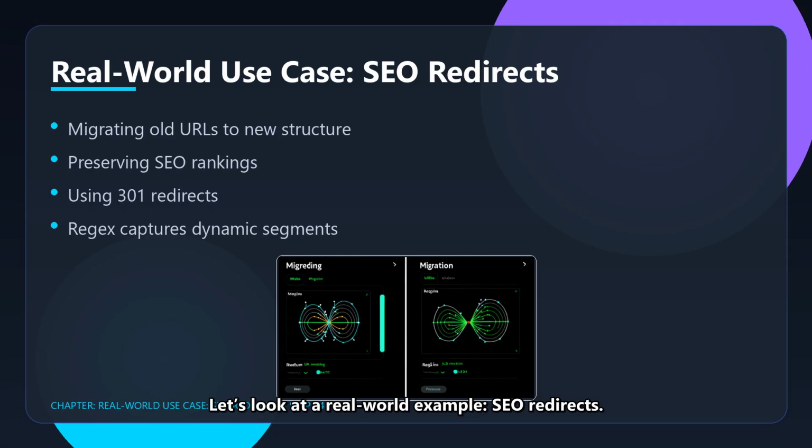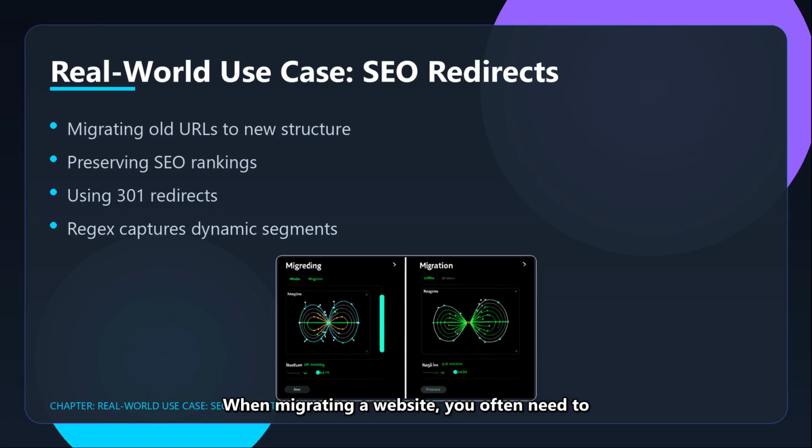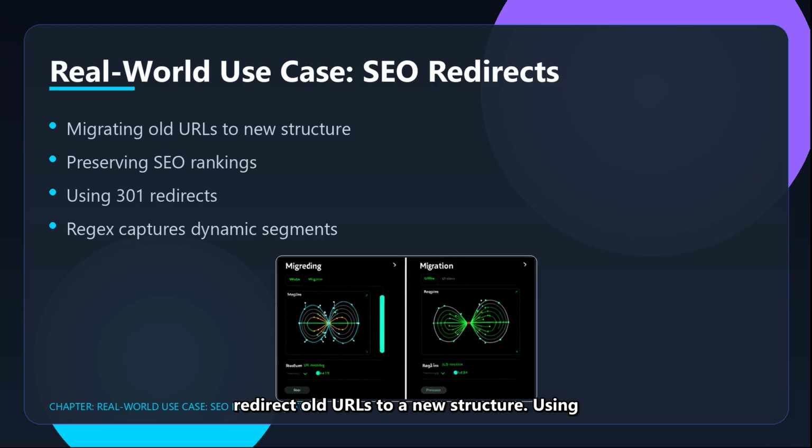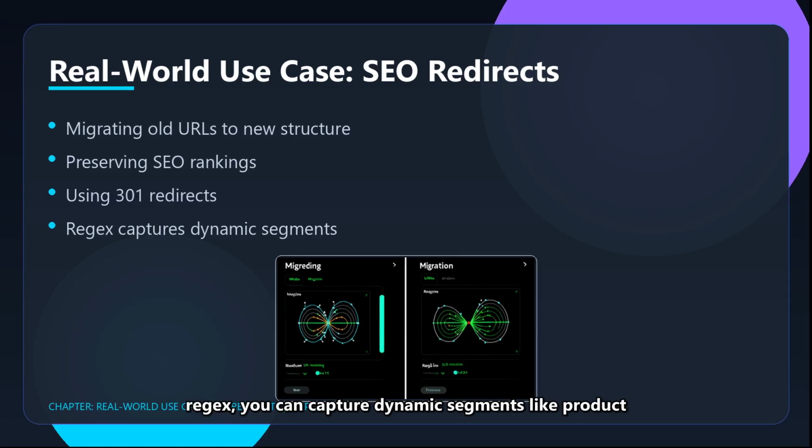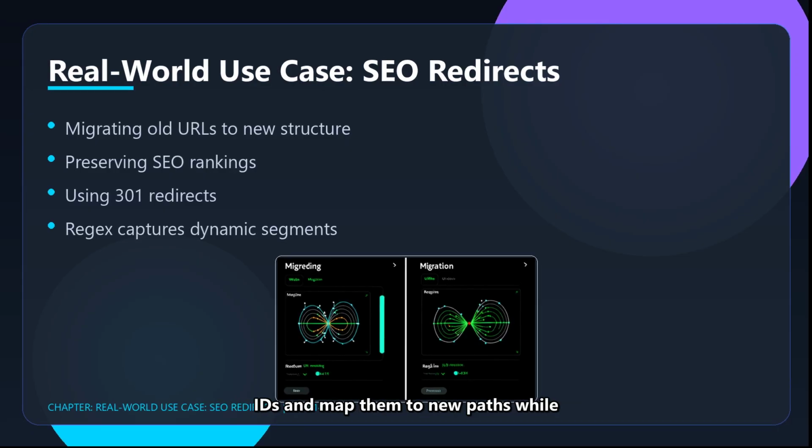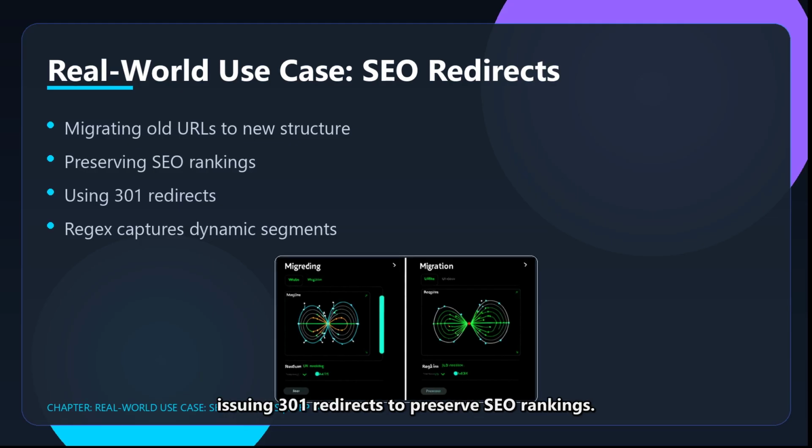Let's look at a real-world example: SEO redirects. When migrating a website, you often need to redirect old URLs to a new structure. Using regex, you can capture dynamic segments like product ID and map them to new paths while issuing 301 redirects to preserve SEO rankings.